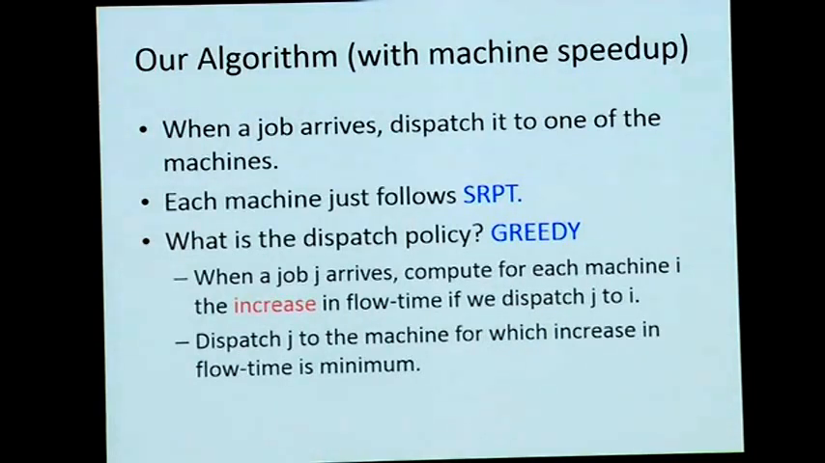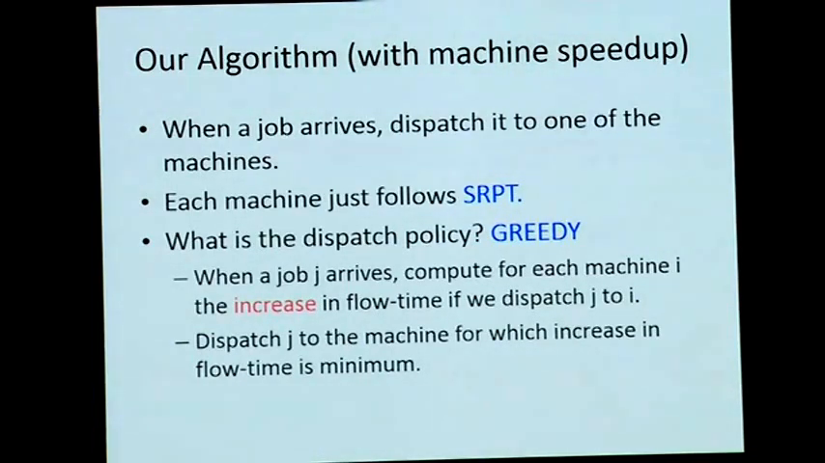It's all here on the slide. When a job comes, the scheduler has to dispatch it, has to send it to one of the machines. That's a critical decision. Once it is decided on the machine, then for the machine, the right policy to follow is SRPT. We already saw that. So the critical decision is which machine should this job go to? And we will just follow the greedy rule. What does the greedy rule here mean?